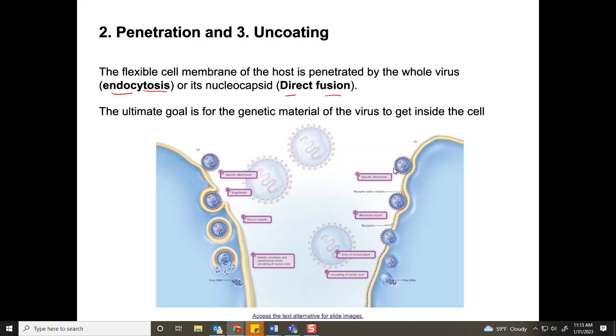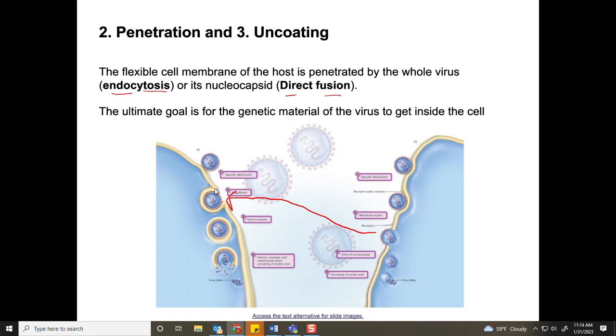Comparatively, if we look at this side, this is showing you direct fusion. So if we have a virus that is fused directly into the host cell, we'll see specific attachment again. We see membrane fusion, and then we see the entry of a nucleocapsid. All right, so compare here to here and see how it's different.